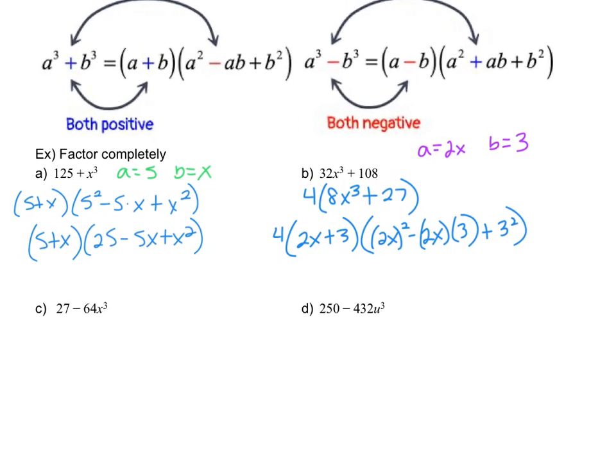All right, let's clean it up. So we still have 4 times 2x plus 3 times 2x squared. So what's 2x times 2x? 4x squared minus 2x times 3 would be 6x, plus 9. Oh, I forgot the squared. 4x squared minus 6x plus 9.